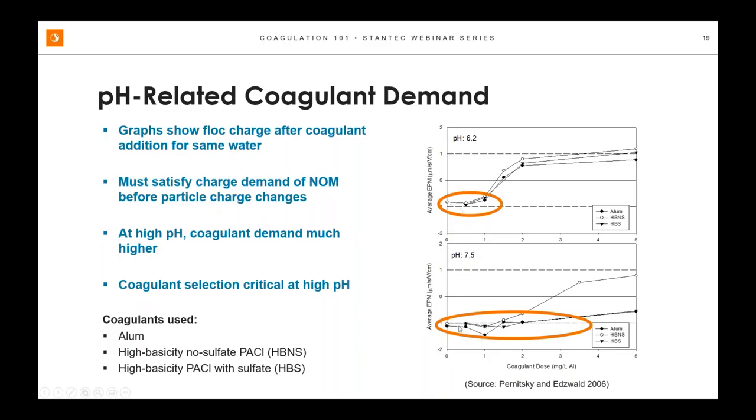This is the exact same water, but this is at pH 7.5. So the charge demand is way higher because the organics, which make up most of the charge demand, are much more negative, and the coagulants are much less positive. The only one that gets close to neutralizing the particles in this experiment is a high basicity, no sulfate polyaluminum chloride. That high basicity polyaluminum chloride can do the job, but alum is never going to make neutral particles for this water under these pH conditions. So your coagulant selection becomes much more critical at high pH.